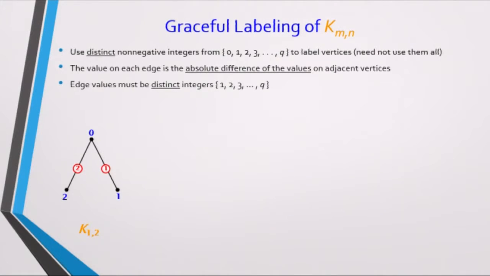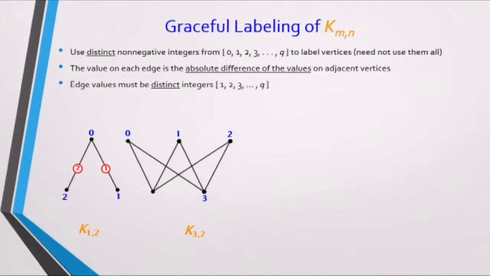That was easy. How about this one? So this one has 5 vertices and 6 edges. 3 times 2, there are 6 edges. And here we label the vertices 0, 1, 2, down to 3. Now the absolute differences would be 1, 2, and 3. Label the other vertex as 6, and then the absolute differences would be 4, 5, and 6, and that's graceful.